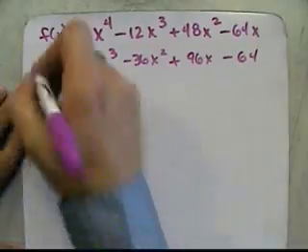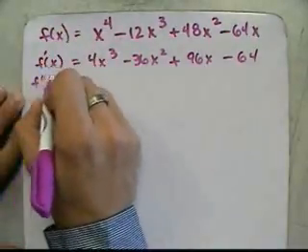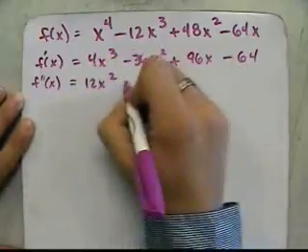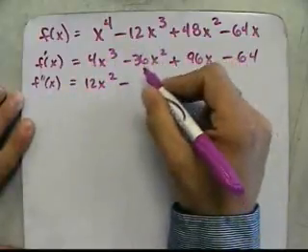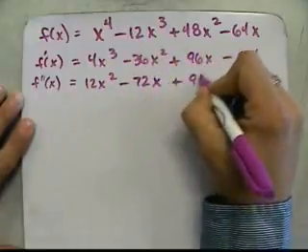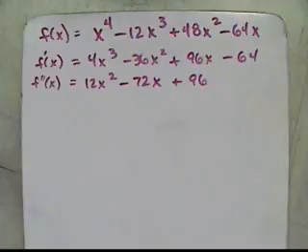Okay. And that's my first derivative, and then I want to find the second derivative, so let's go ahead and find that real quick. So the second derivative is going to be 12x squared, and then minus 72x, and then plus 96 for my second derivative. Okay, so are we feeling pretty good about those so far?